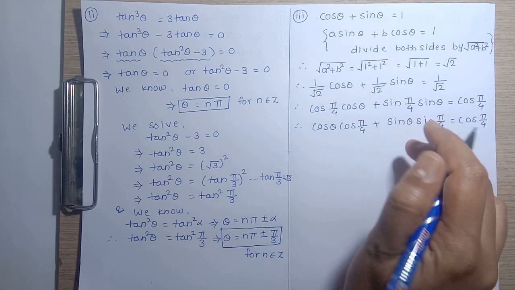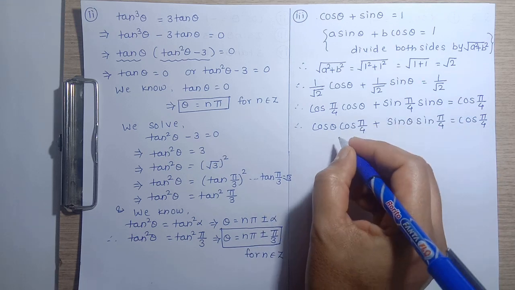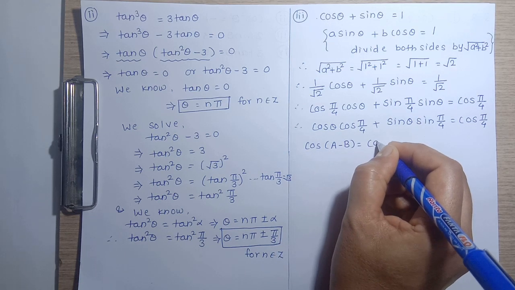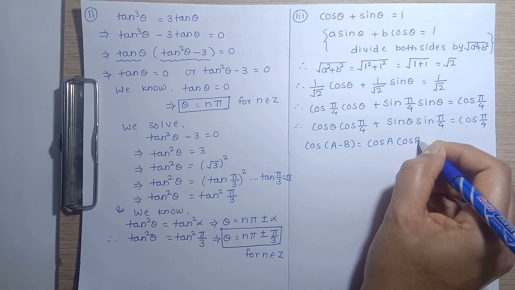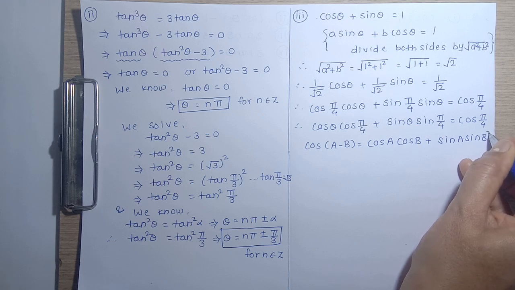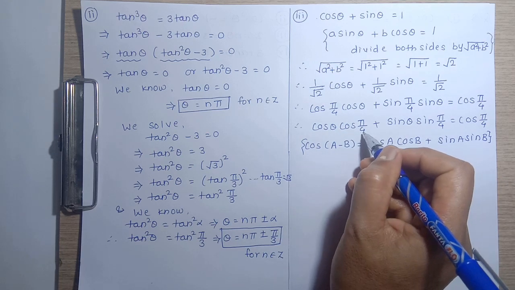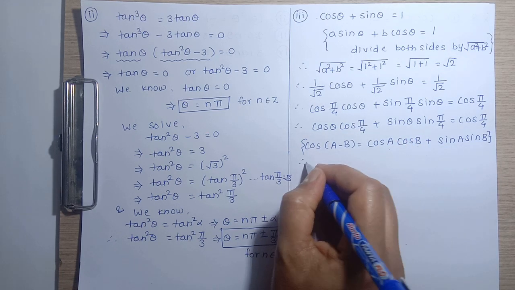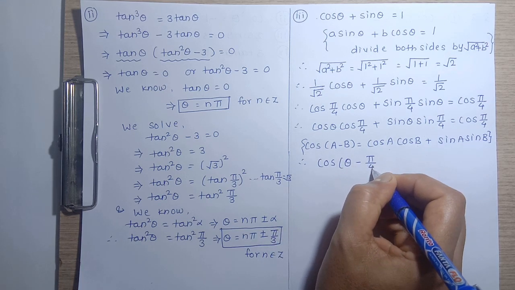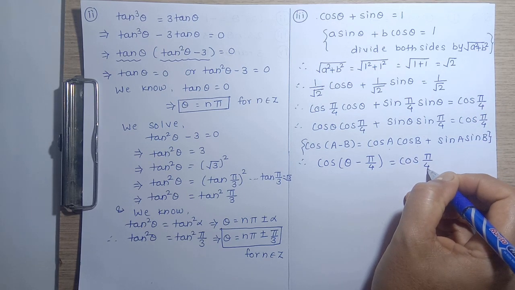Therefore, we can apply easily the formula for cos of a minus b. That cos of a minus b is cos a cos b plus sin a sin b. Okay, therefore instead of a we have theta and instead of b we have pi by 4. Therefore this equation becomes that cos of theta minus pi by 4 is equal to, in the right hand side, cos of pi by 4 as it is.